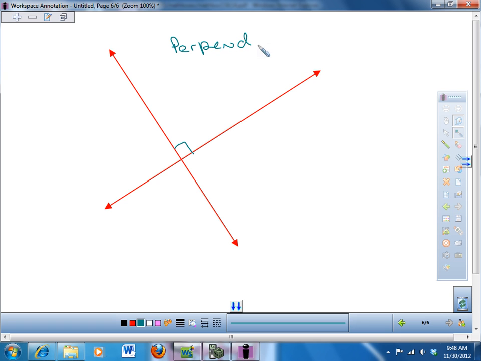Perpendicular lines. Parallel lines always have the same slope. Okay? Perpendicular lines have something special about the slopes.